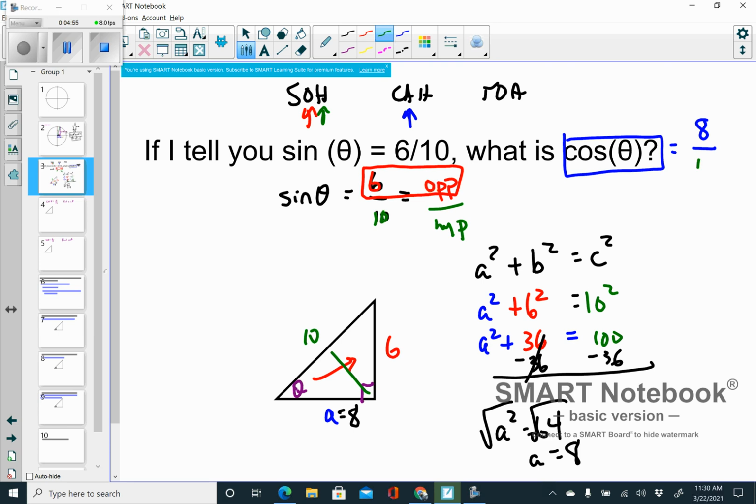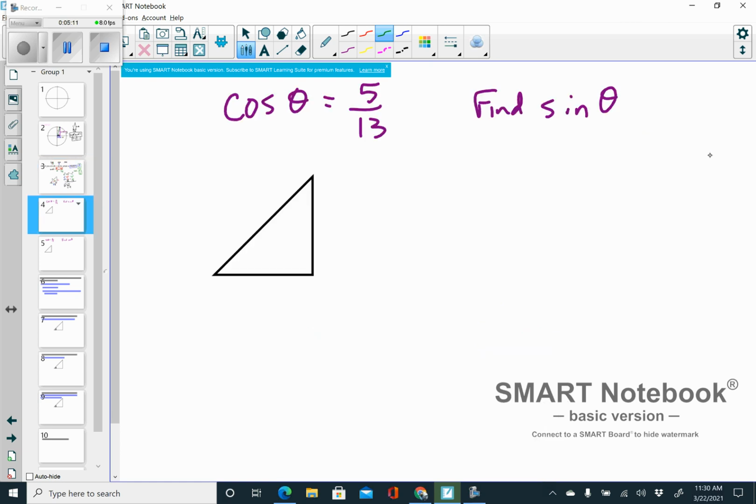So I'm going to go 8 over 10, and that is my final answer. I could reduce it into 4 over 5. Either answer works. So cosine of theta is equal to 4 over 5 or 8 over 10. All right, I'm going to do a couple more problems for you.